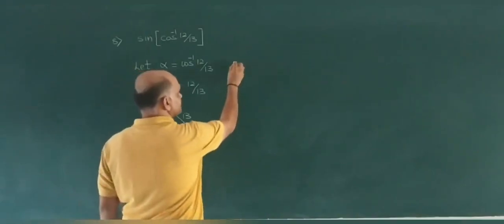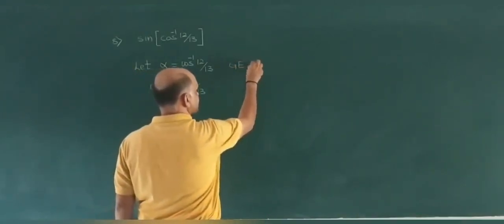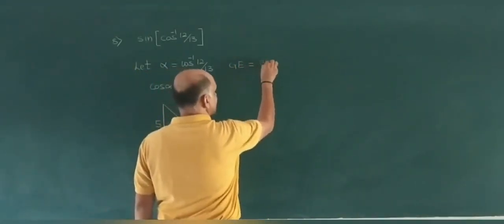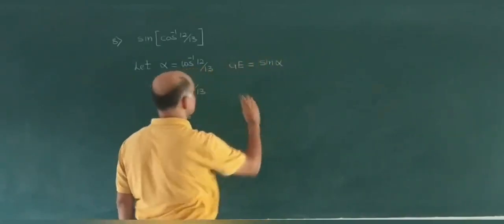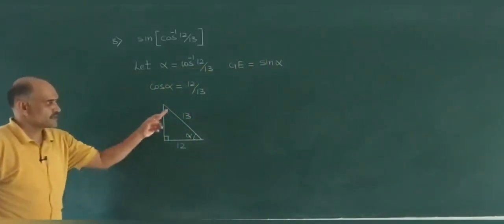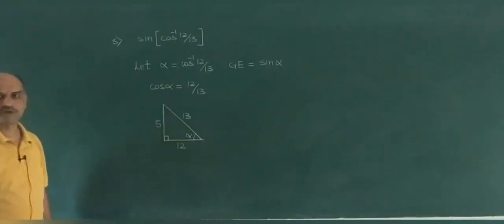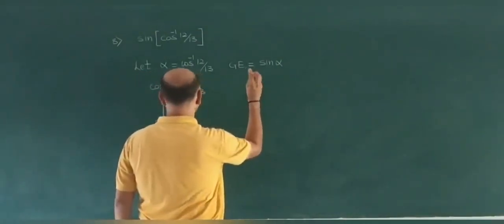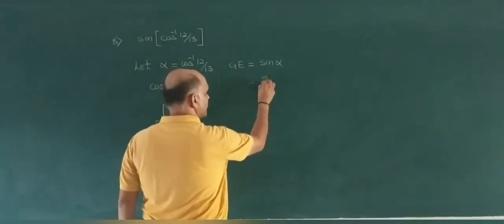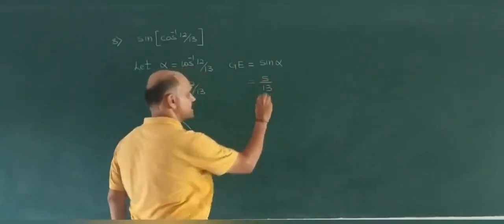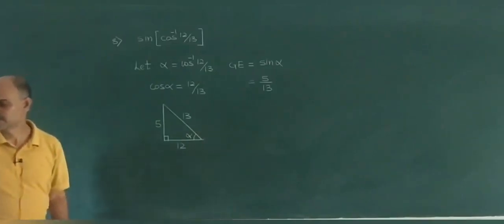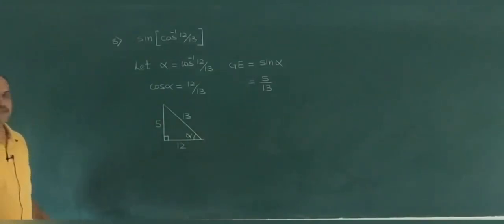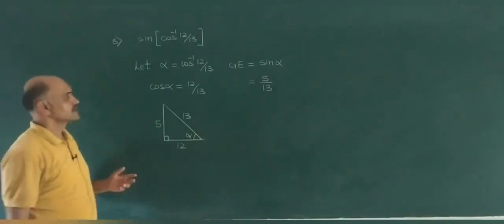So in the given expression, if I substitute, given expression is equal to sin alpha. Now from the triangle, substitute value of sin alpha. So value of sin alpha will be 5 by 13. So answer is 5 by 13. Similarly, another problem I will take, 9th one.